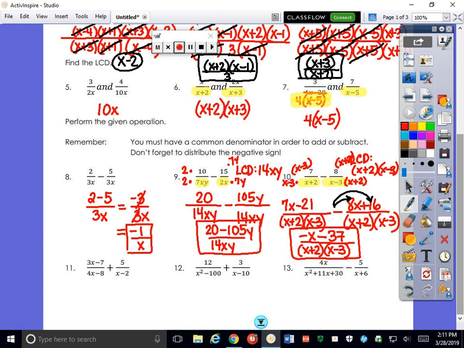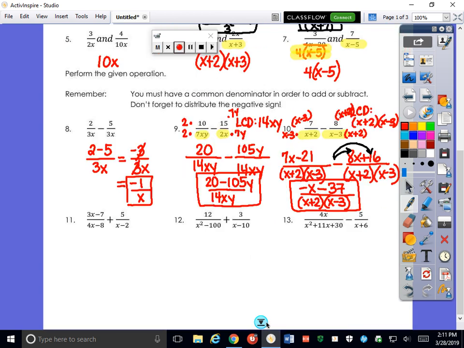All right, number 11. We have to factor this 4x minus 8, take out a GCF of 4, leaving us with x minus 2. So now my LCD, I need a 4 and an x minus 2, because that's all in my first denominator. When I go to my second denominator, I already have the x minus 2, so I don't need to take that. So my LCD is going to be 4 times x minus 2.